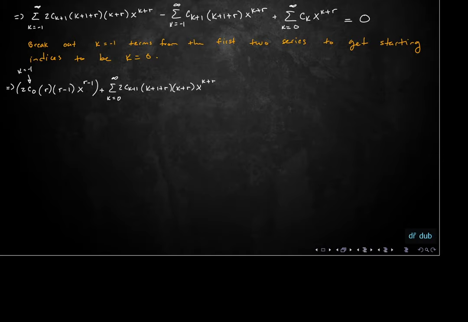Now the second series, I'm going to do minus c0 times r x to the r minus 1 minus the summation k equals 0 to infinity ck plus 1 times k plus 1 plus r x to the k plus r. And then the last one, we don't have to do anything, so we just leave it, summation k goes from 0 to infinity ck x to the k plus r equals 0. So this was k equals negative 1 for the second series. And then the series k equals 0 to infinity is the rest of the series.